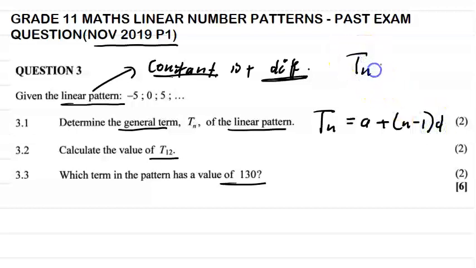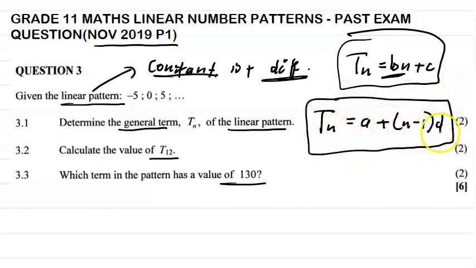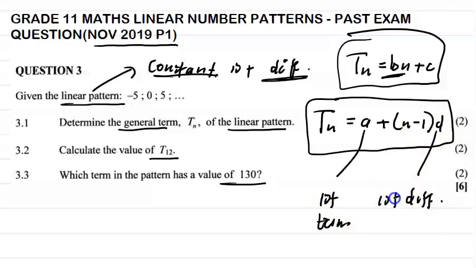as opposed to what we learned in grade 9 and grade 10, which is Tn equals Bn plus C, where B was our difference, and this value C, we basically got it by inspection, or you can say it's the first term minus the difference. But now we are going to be using this formula, which is A plus n minus 1 times D, where A is the first term and D is the common difference, the first difference we should say, right?